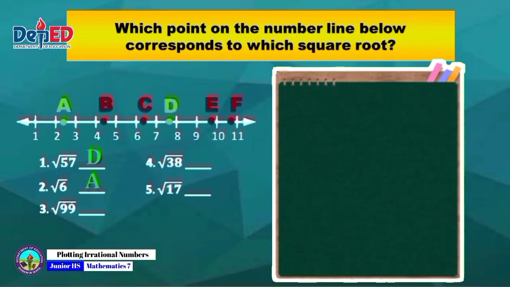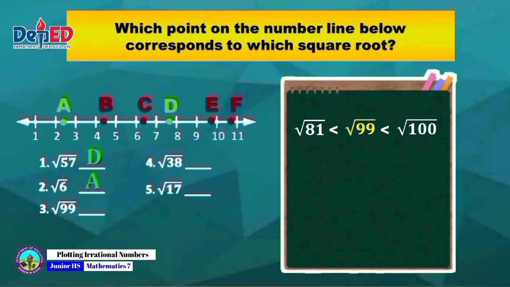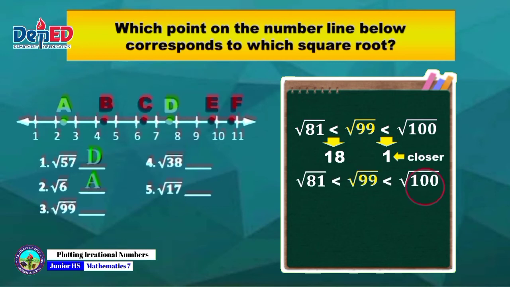Time is up! The square root of 99 lies between the square root of 81 and the square root of 100. 99 minus 81 is equal to 18. 100 minus 99 is equal to 1. Therefore, the square root of 99 is closer to the square root of 100.